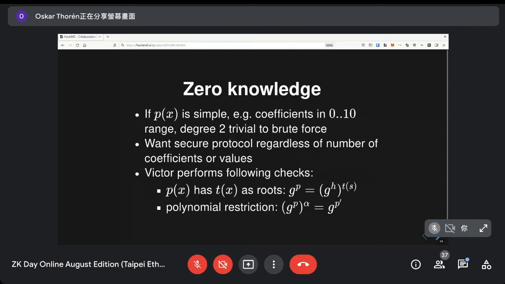If we recall the actual verification checks that Victor, the verifier, is performing, he's checking that p of x has the target polynomial as roots in this encrypted space, and also checking the polynomial restriction. So what we saw before with the alpha shift, making sure the polynomial is in the right form.